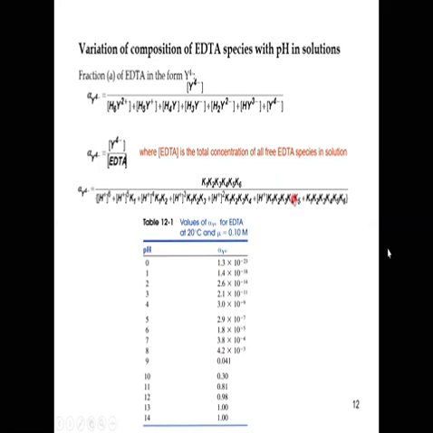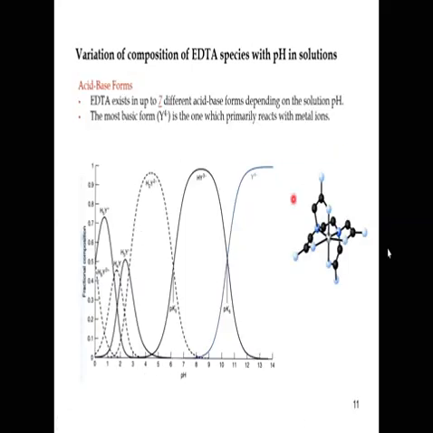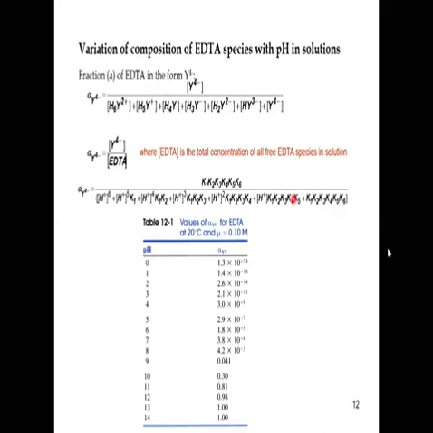Go to the last slide, okay? The last slide: variation of composition of EDTA species with pH. We noted that, and also we said that what we need is Y4-. The important species that we need for the reaction to happen during the titration is Y4-. Therefore, we have to maintain the pH. Whatever the species we need, we have to maintain the pH accordingly.